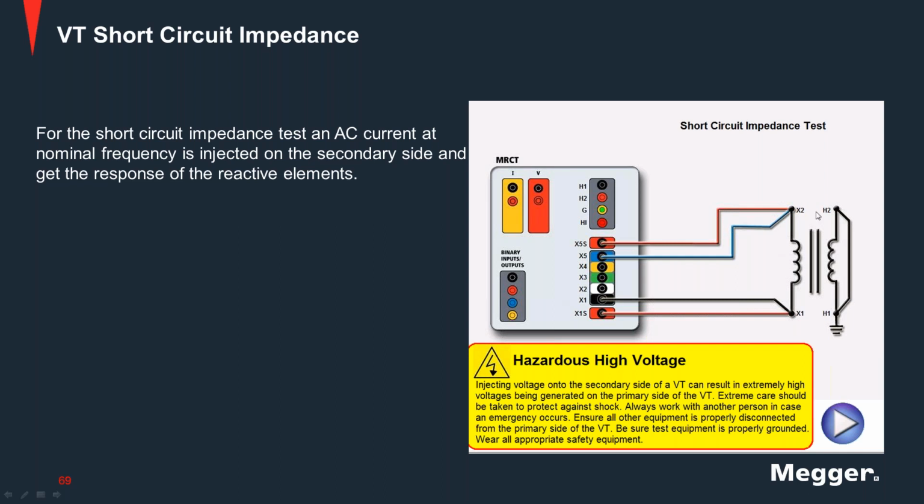And by the way, a point to note: we must ensure that we have a good shorting when we do the short circuit impedance test. Otherwise you can see some spark if it's not good, or you get a higher reading, or the test cannot be performed because the shorting is not good. So please bear in mind that when you do the short circuit impedance, the shorting on the primary side must be really, really good.